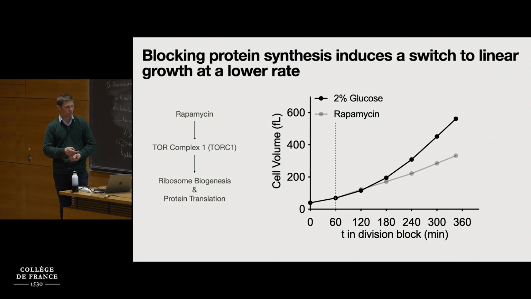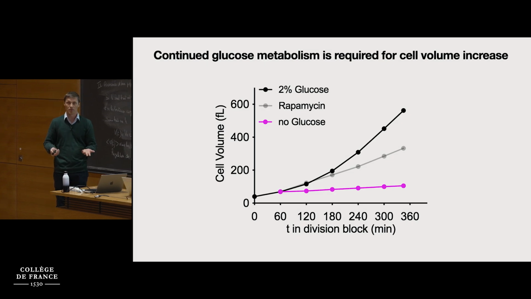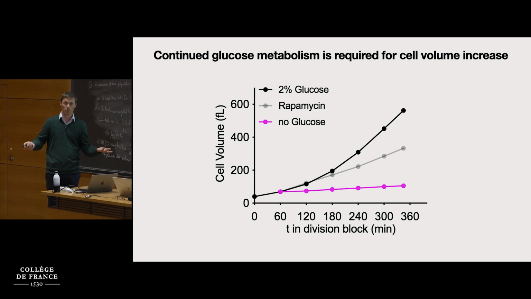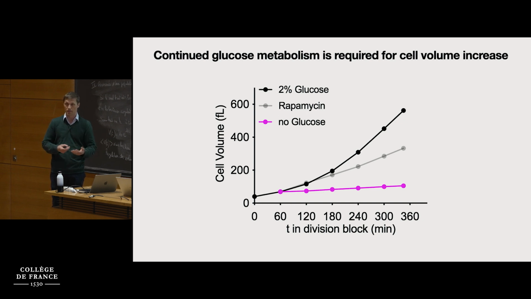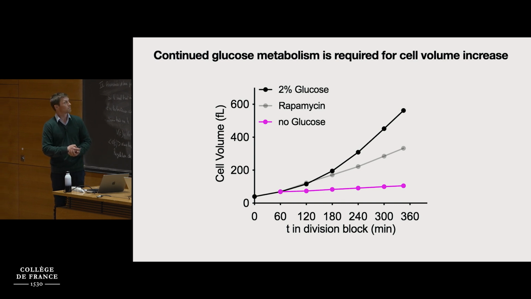Okay? And so the only thing we really found that was able to prevent cell volume increase was if we completely removed the glucose from the medium, which could mean two things. Either cells require energy, or they require the glucose to make metabolites, because glucose is also a precursor for metabolism.